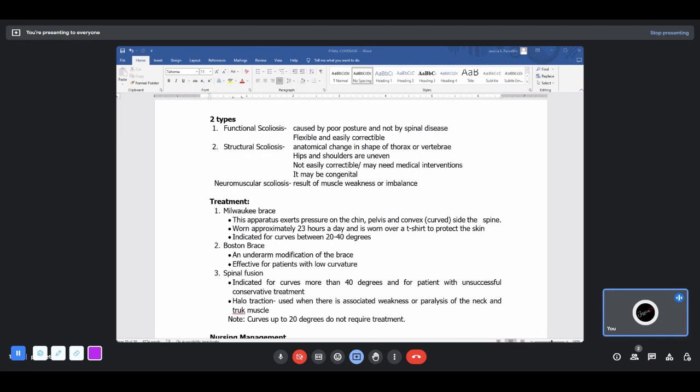It may be congenital, so upon birth, the child already has scoliosis. That falls under structural scoliosis. So, functional scoliosis can be corrected more than structural scoliosis.